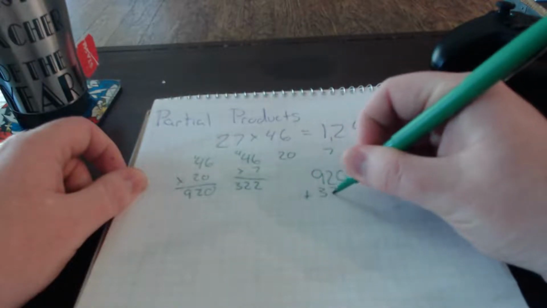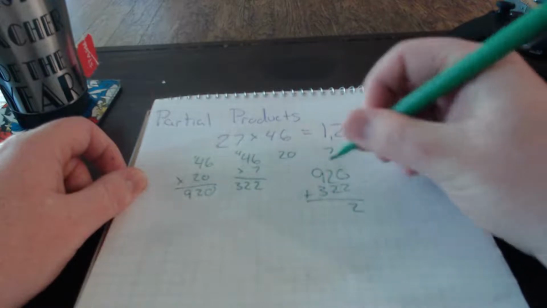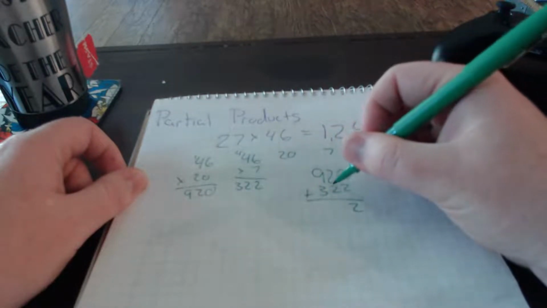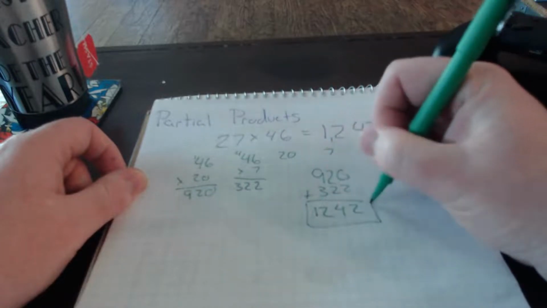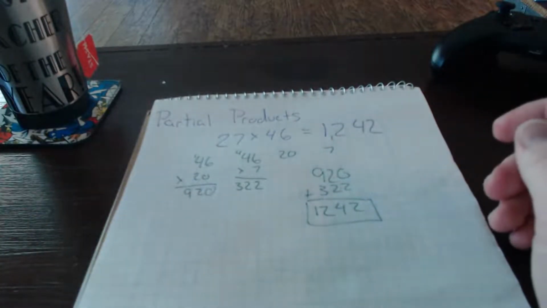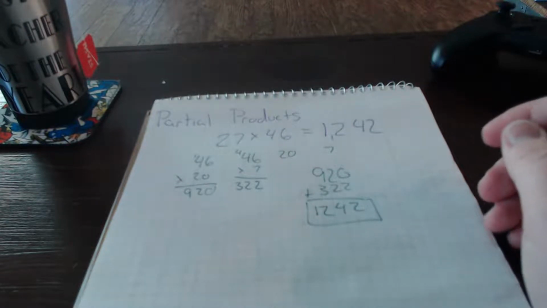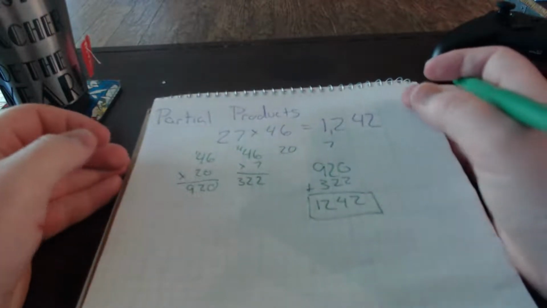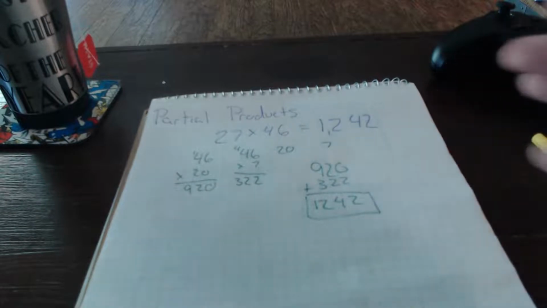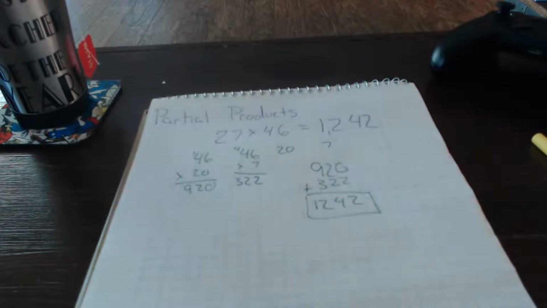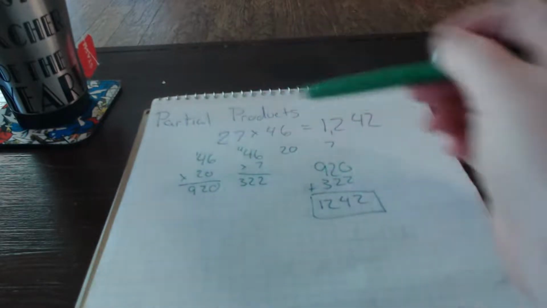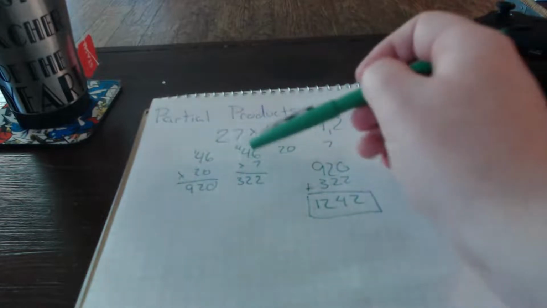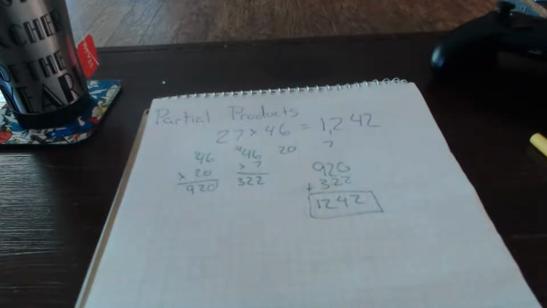plus 322. 2 plus 0 is 2. 2 plus 2 is 4. And 9 plus 3 is 12. Well, look at that. We got the exact same answer. Now, basically, we broke it apart, and we just made multiplying a little bit easier. Rather than trying to do 27 by itself, we just break it apart so we can look at the numbers just by themselves.